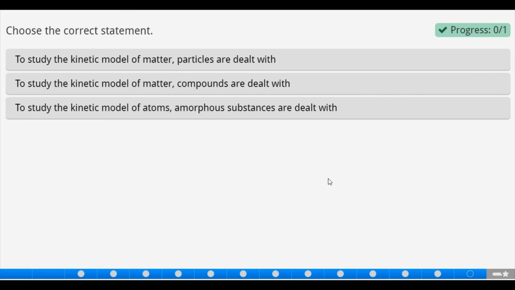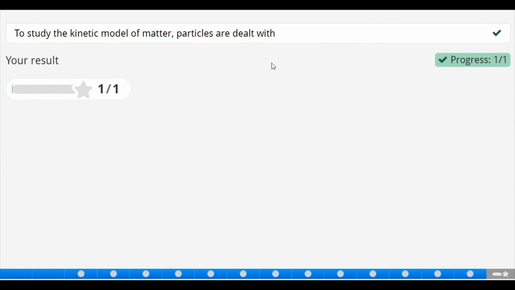To study the kinetic model of atoms, amorphous substances are dealt with. No. Amorphous substances are substances without a regular shape. So the statement is false. So we pick: to study the kinetic model of matter, particles are dealt with. That's it. Correct. With this, we've come to the end of this class.